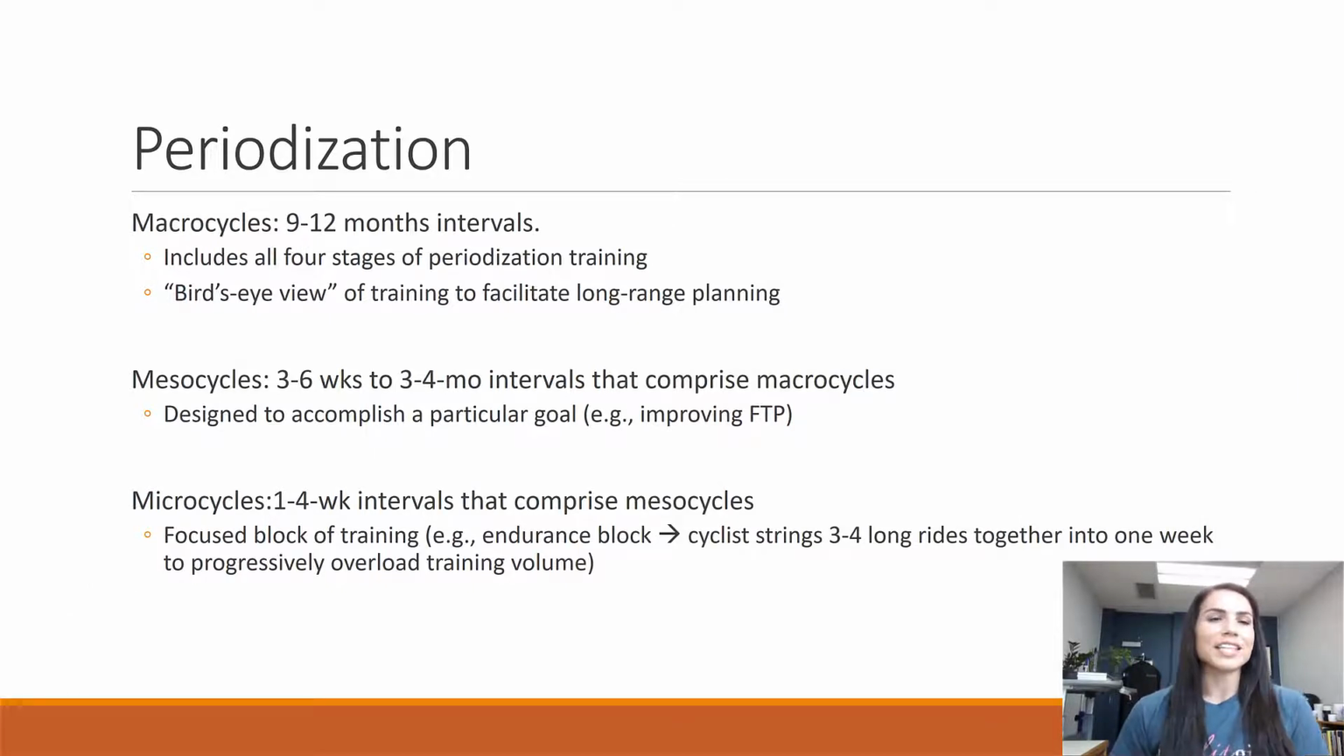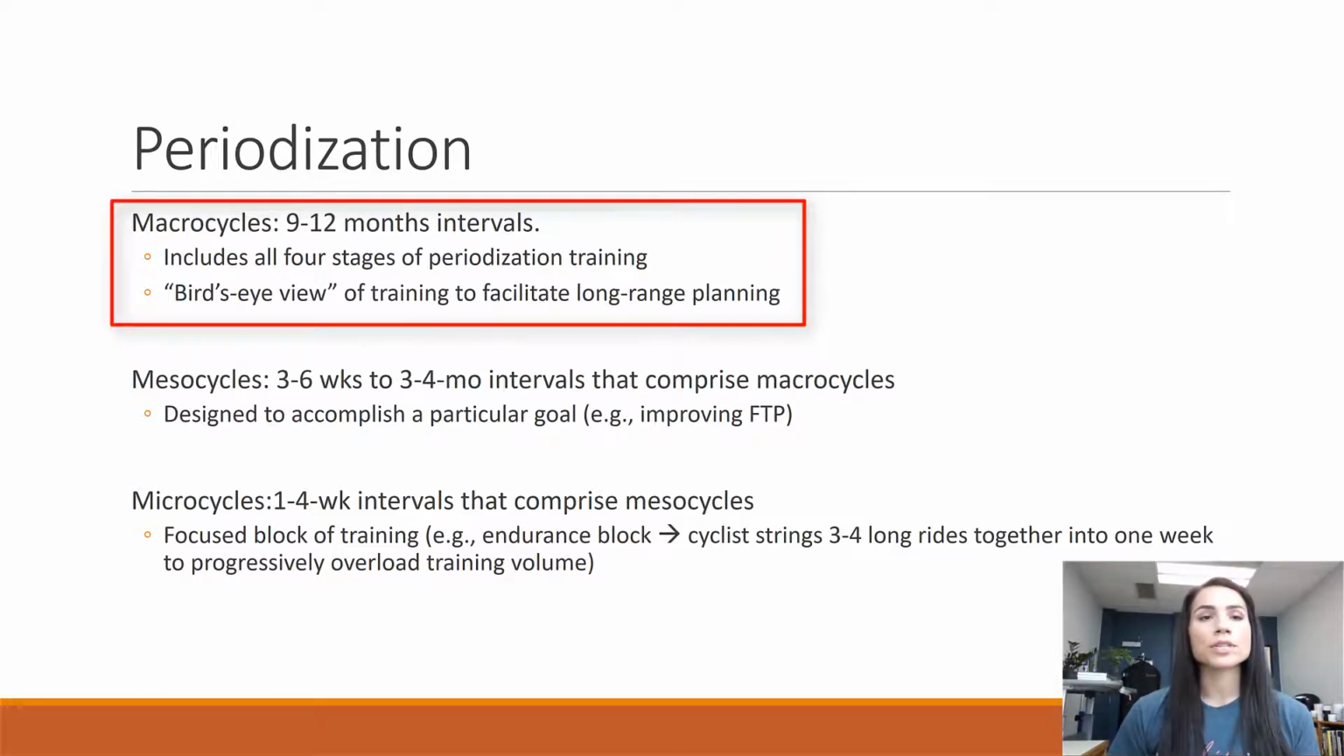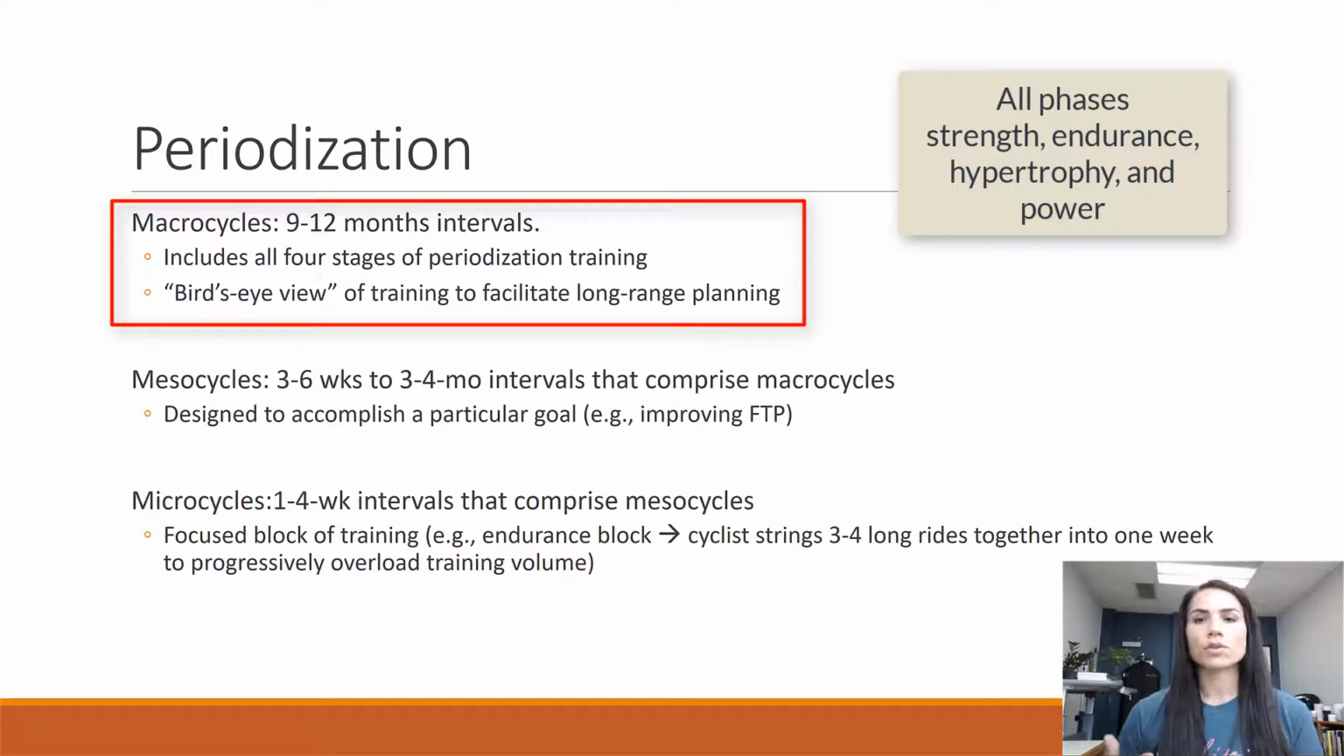So again, this is just kind of a definition of those macro, meso, and micro cycles. Macrocycles, again, are those 9 to 12 month intervals. They include all 4 stages of periodization training, and those 4 stages are going to include muscular endurance. It's going to have a hypertrophy phase, a strength phase, and a power phase. So it's really important that you understand that these macrocycles include all 4 stages. So muscular endurance, hypertrophy, strength phase, and power. Important that you know all 4 of those, okay?